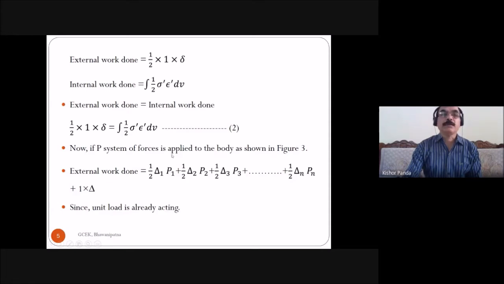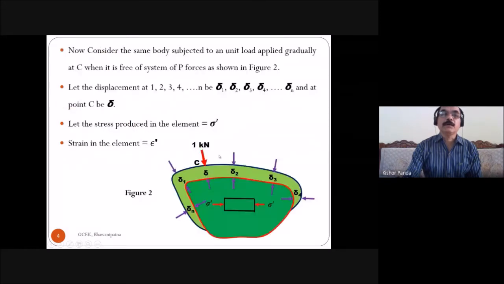If the P system of forces is applied to the body as shown in figure 3, the 1 kilonewton load will remain at point C. Then what you have to do? You have to apply the P system of forces at 1, 2, 3, 4, n.